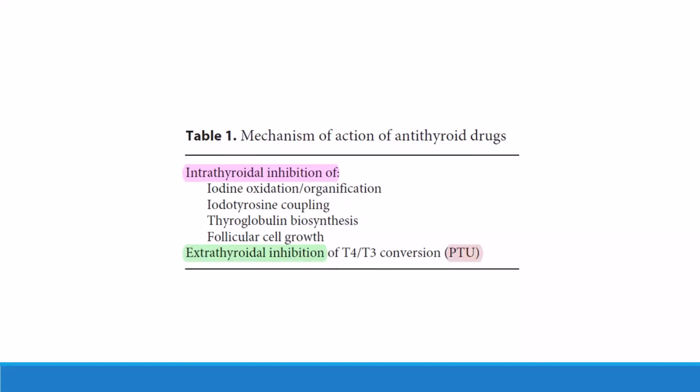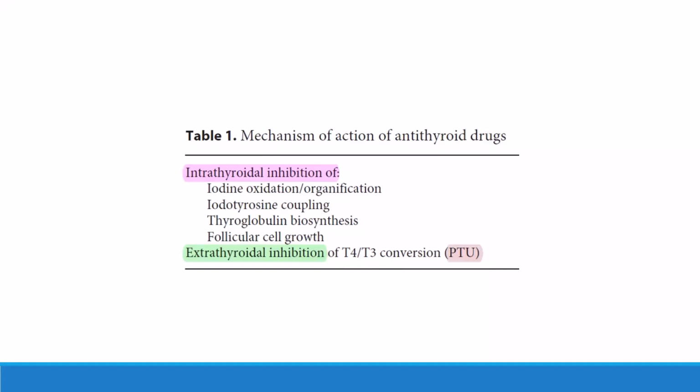And this is usually why we use suppressive therapy in the management of differentiated thyroid carcinoma, because the antithyroid drug inhibits follicular cell growth and usually decreases the incidence of recurrence of differentiated thyroid carcinoma.